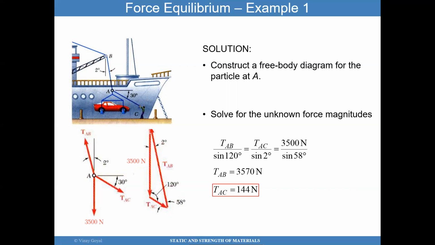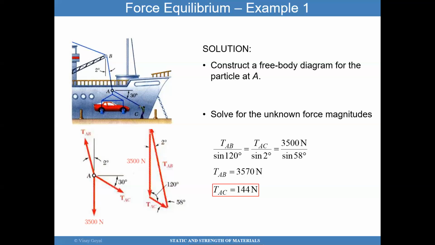So I can use the law of sines. I know this vector TAB, so I can draw it right here. I have the weight here, 3,500 newtons, so I can draw it here. And then I can figure out what this vector should be to close this triangle in a closed loop.